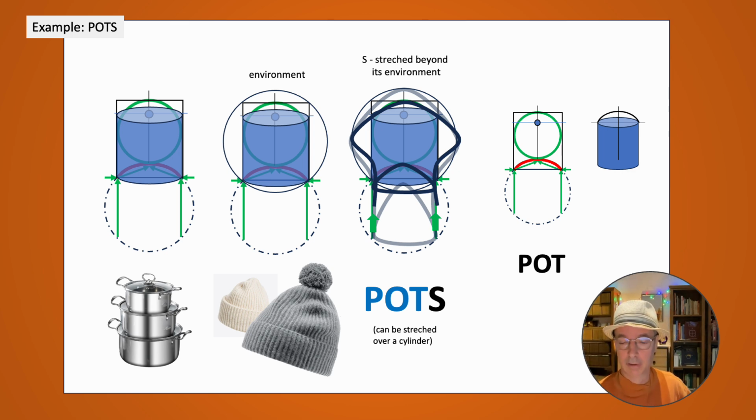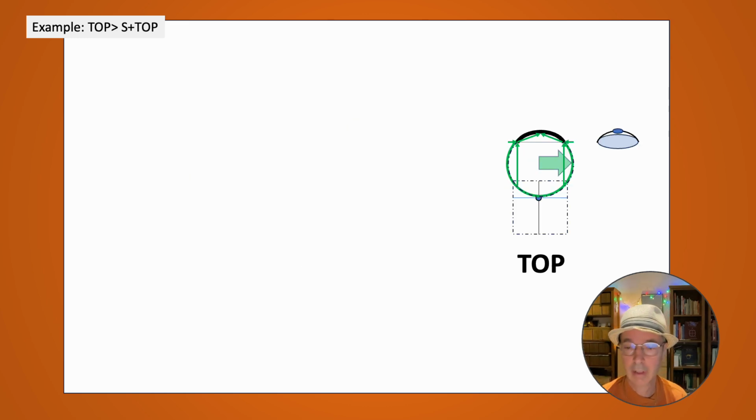There's also, I think it's a dialect word, pots as well, and that's used for this headgear that you have to put over your head actually. It's just in the same way as you put it over the cylinder, it can be stretched over it. Then you have the top, which I will add an S to as well. But in this case, I will add the S at the beginning, so I have to start from S.